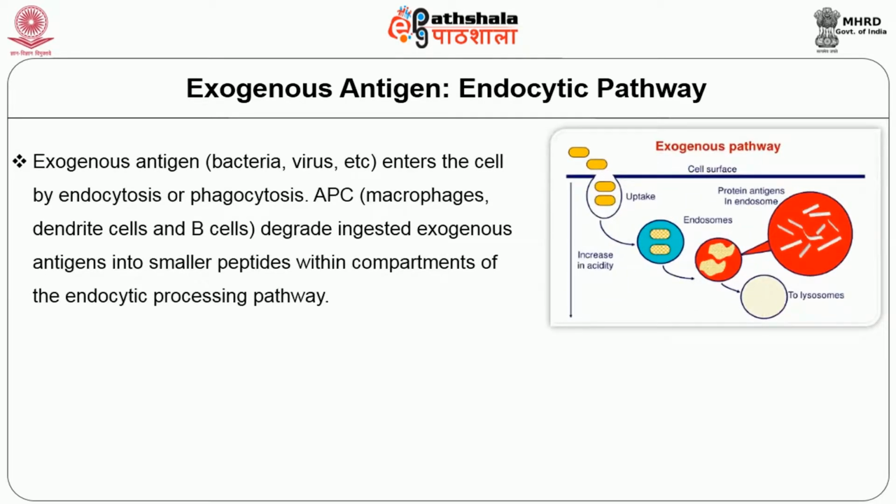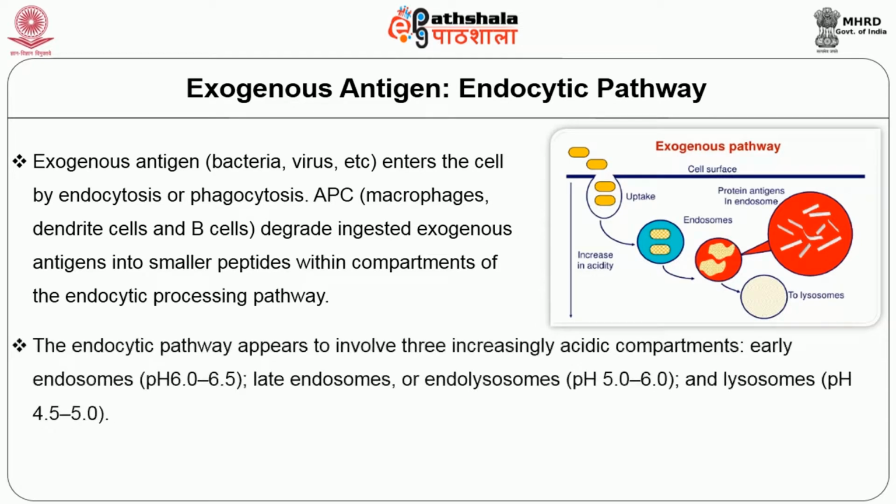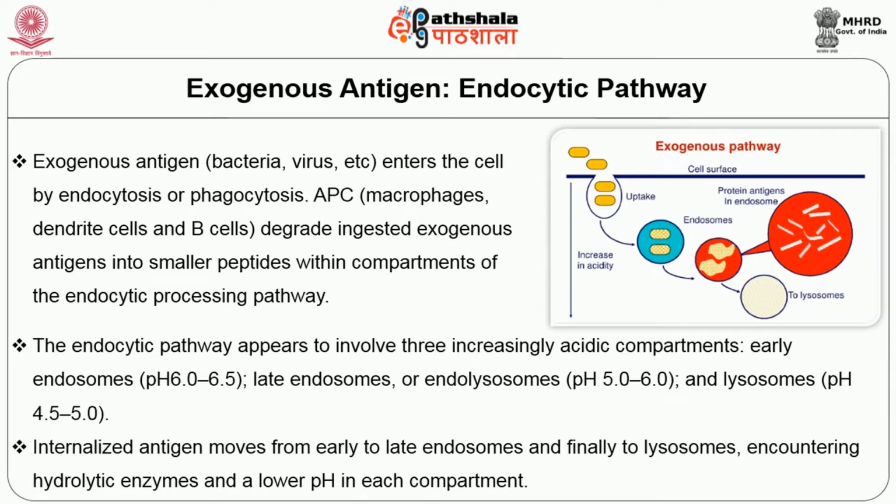Exogenous antigen enters the cell by endocytosis or phagocytosis. Antigen presenting cells degrade the ingested exogenous antigen into smaller peptides within the compartments of the endocytic processing pathway. The endocytic pathway appears to involve three increasingly acidic components, namely early endosomes, whose pH is 6 to 6.5, late endosomes or endolysosomes, whose pH is 5 to 6.0, and finally lysosomes, whose pH is 4.5 to 5.0. Internalized antigen moves from early to late endosomes and finally to lysosomes, encountering hydrolytic enzymes at a lower pH in each component.